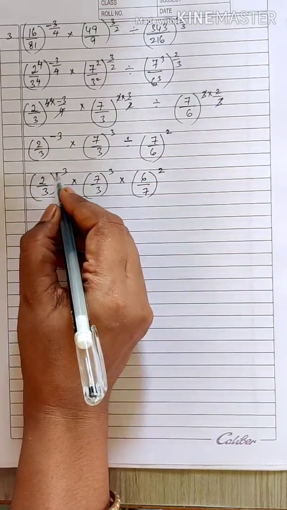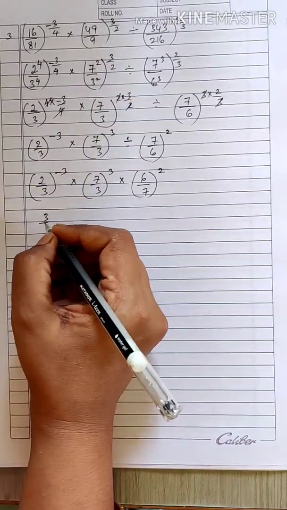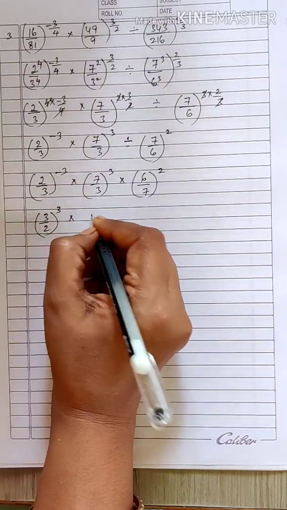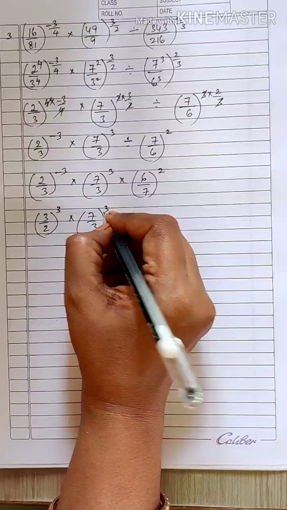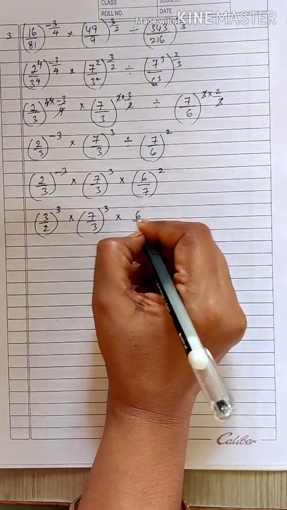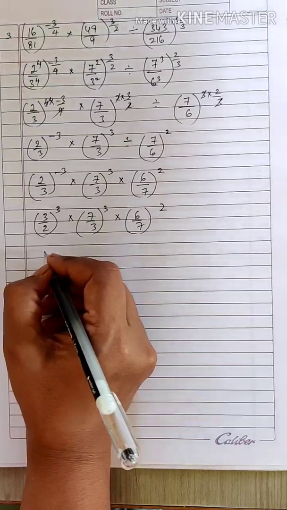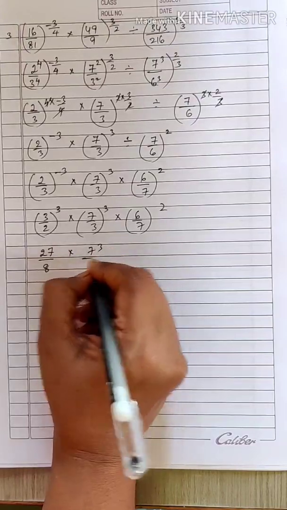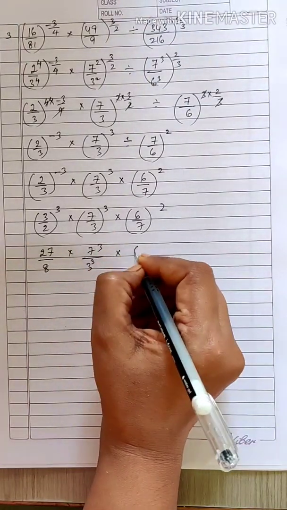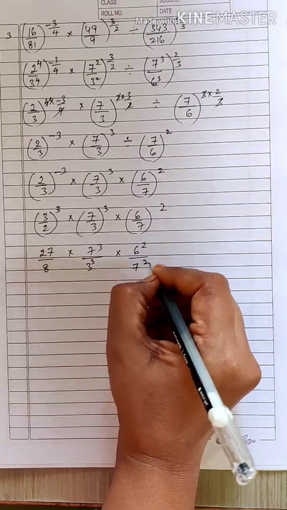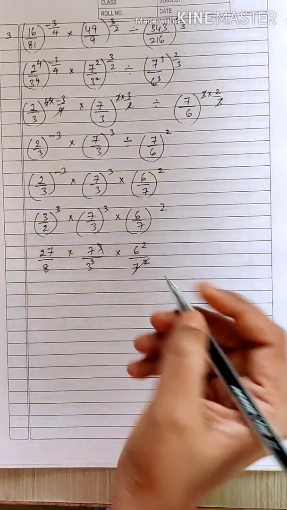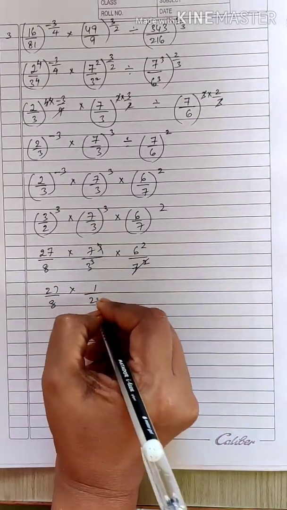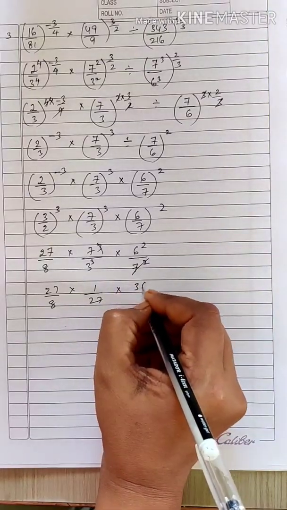So, and here this is a negative power, convert this into positive power. So it becomes 3 by 2 to the power of 3 into 7 by 3 to the power of 3 into 6 by 7 the whole square. So it is 27 by 8 into 7 cube by 3 cube into 6 square upon 7 square. 7 square and this 7 square gets cancelled. So you get 27 by 8 into 1 by 27 into 36.